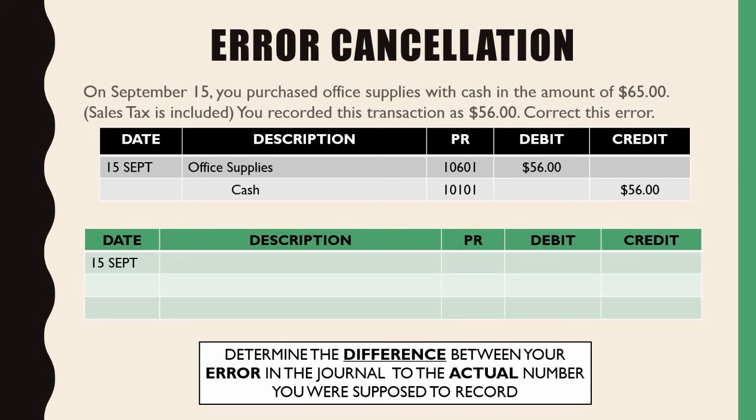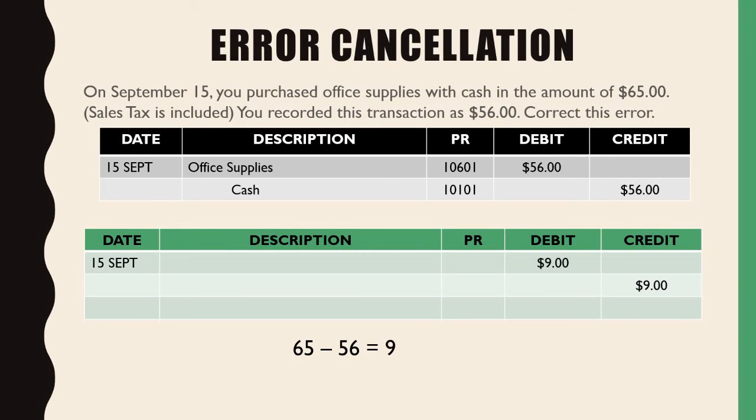In this case, I know I purchased those items for $65, but in my books, I recorded it as $56. So I need to first determine the difference between the two numbers that I made my mistake on. If I'm supposed to have $65 worth of office supplies, but I've only recorded $56, what's the difference between the two? It's going to be 9, right?